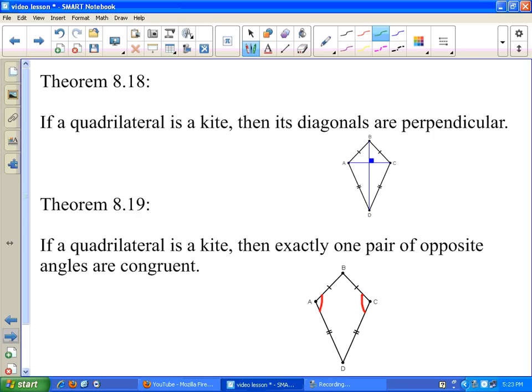My second theorem, theorem 8.19: if a quadrilateral is a kite, then there is exactly one pair of opposite angles that are congruent. Key here, huge key, exactly one pair. The other two angles, angle B and D in this example, are going to be some unknown value. We're not going to know what that is until we figure it out. Again, you're probably going to need to pause right now to make sure you write these down. These are great to have in your theorem sheet. Remember, you'll be able to use that for the test.